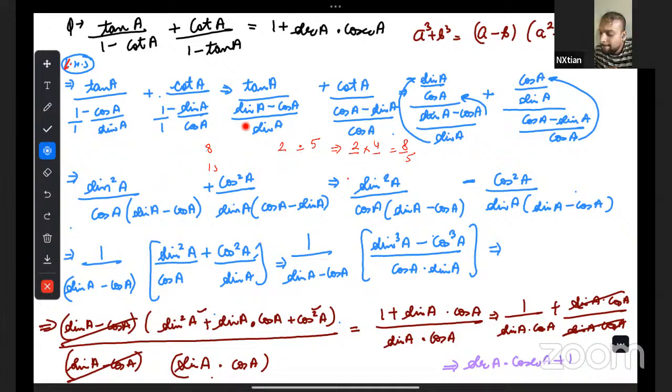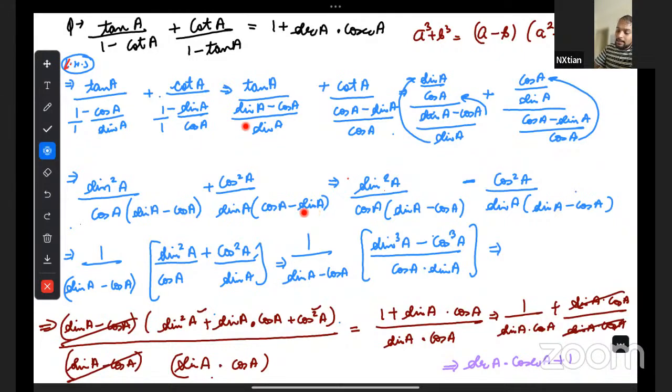Okay. Now, sin square A upon cos A into sin A minus cos A, minus cos square A upon sin A into sin A minus cos A. So now it is in the form of A square minus B square. But the problem is there is no common denominator, the denominators are not the same. Here you can see that sin square A plus cos square A was there. But in the denominator, what is there? Cos A minus sin A here, sin A minus cos A here, cos A minus sin A here.